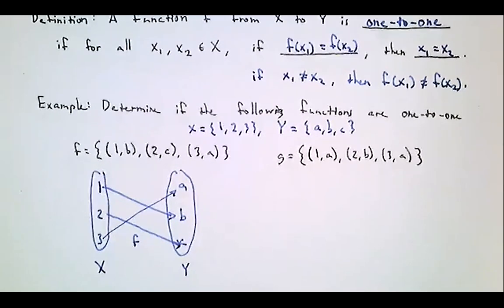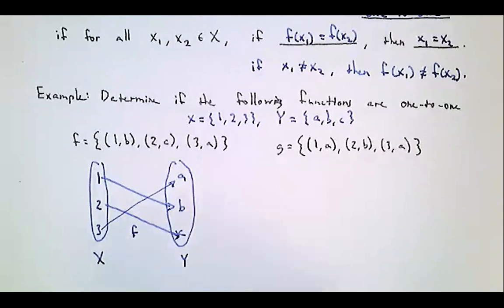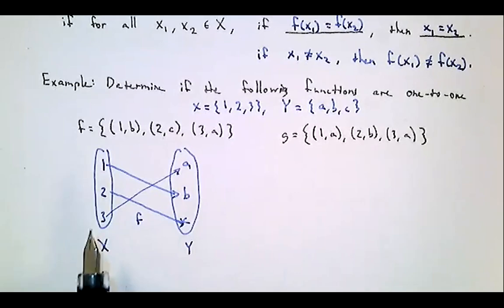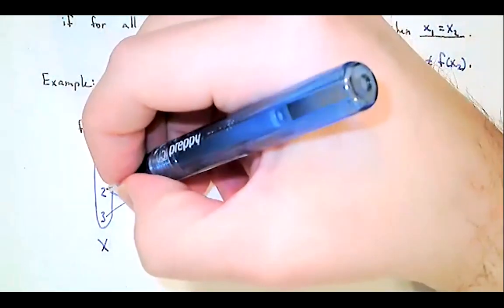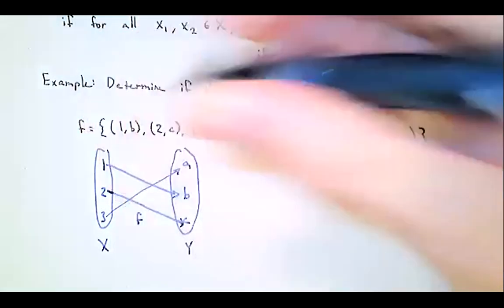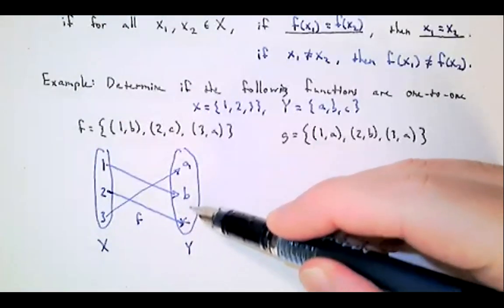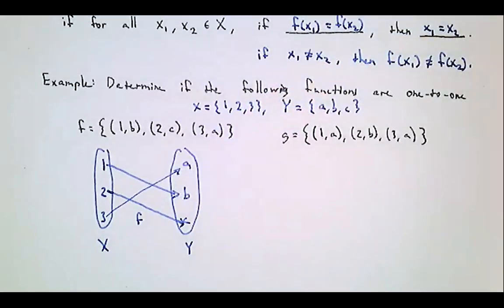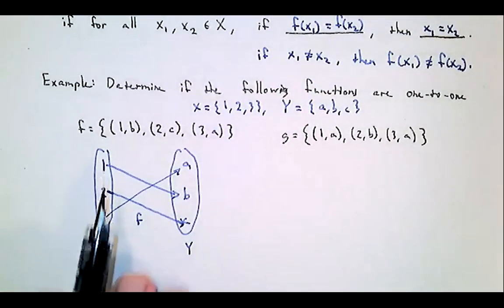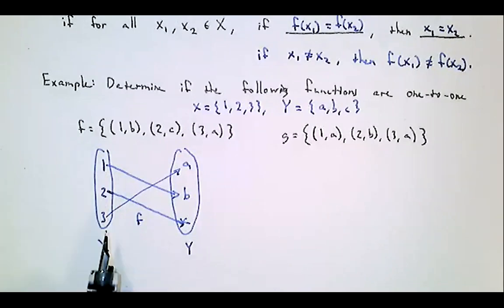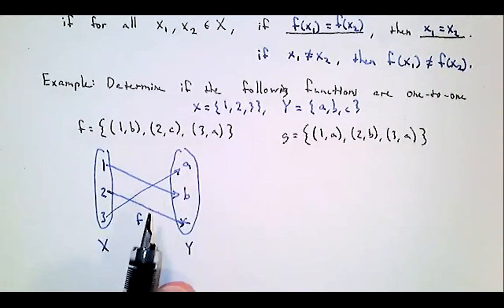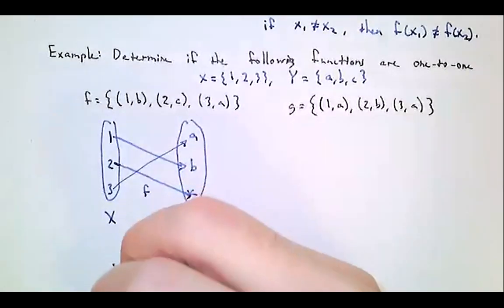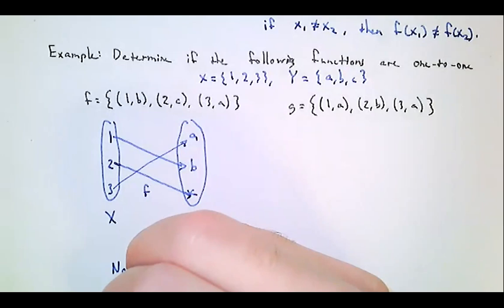Not getting any volunteers, I guess that's okay. The answer is that yes, this one is 1 to 1, and we can see it from its chart because each point over here in the codomain has at most one arrow pointing at it. So if you start at two different places here in the domain, then you're going to different places in the codomain. So maybe I'll put a note down here explaining that idea.